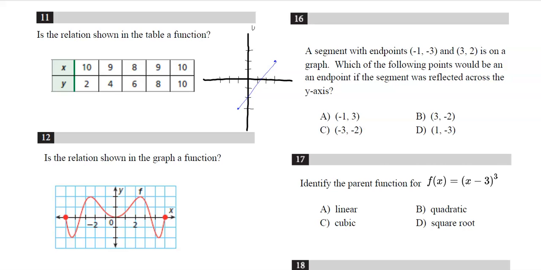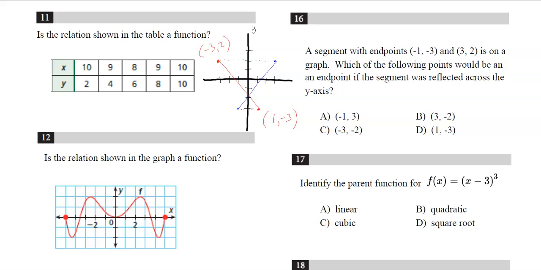So if here's my y-axis, every point's got to jump across the y-axis. So this point up top at 3, 2 is going to jump over there. And then this point is going to jump 1 unit across over here. And now I'm going to have a reflection across the y-axis. And my new endpoints are going to be 1, negative 3, and negative 3, positive 2.